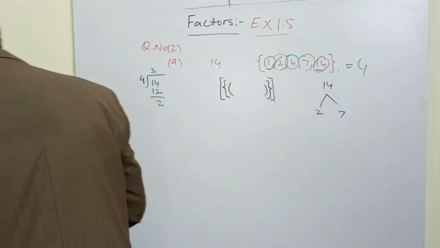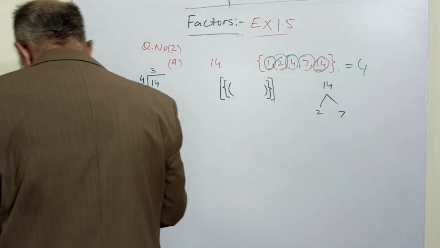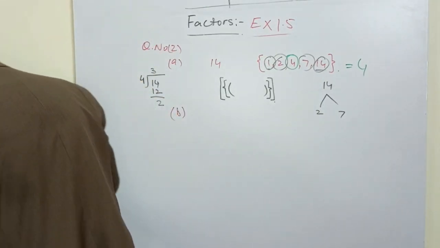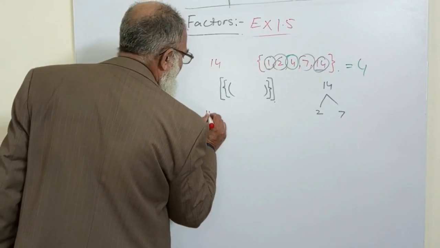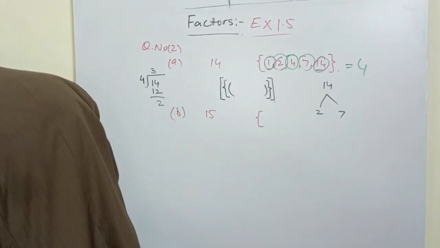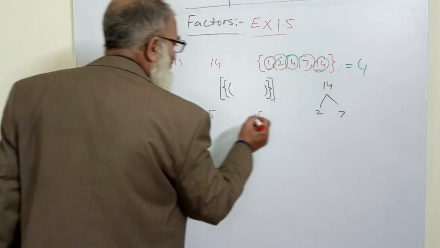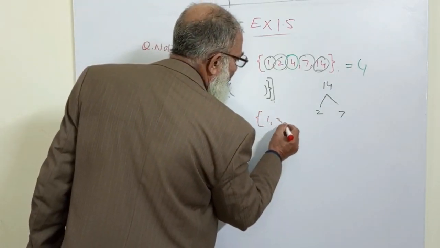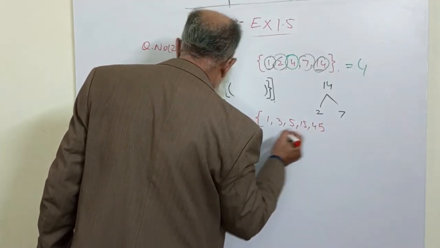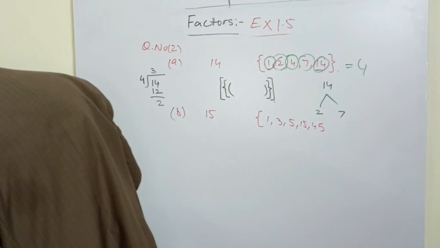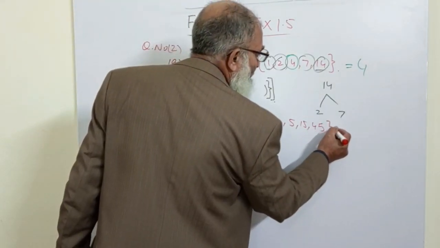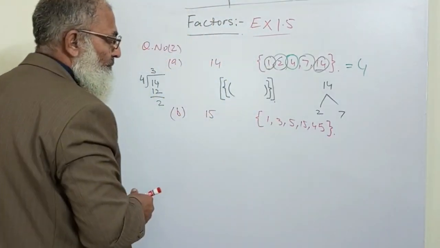Similarly, for the next part, it is 15, and the set of numbers is 1, 3, 5, 15, 45. Okay. Close the bracket.